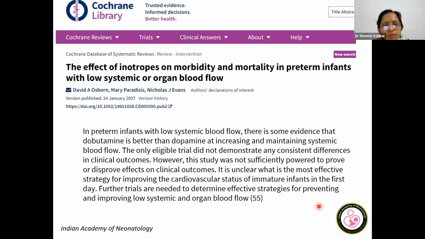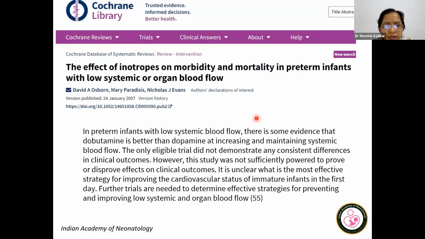Coming to a kind of composite, in 2007 there was a Cochrane review on the effect of inotropes on morbidity and mortality in preterm infants with low systemic or organ blood flow. So this is about the outcome. They mentioned that there is some evidence that dobutamine is better than dopamine at increasing and maintaining systemic blood flow. The only eligible trial did not demonstrate any consistent differences in clinical outcome. So it is unclear which is the most effective strategy for improving cardiovascular status for immature infants in the first day. For preterm infants, there is a lack of evidence on which is the best vasoactive agent.